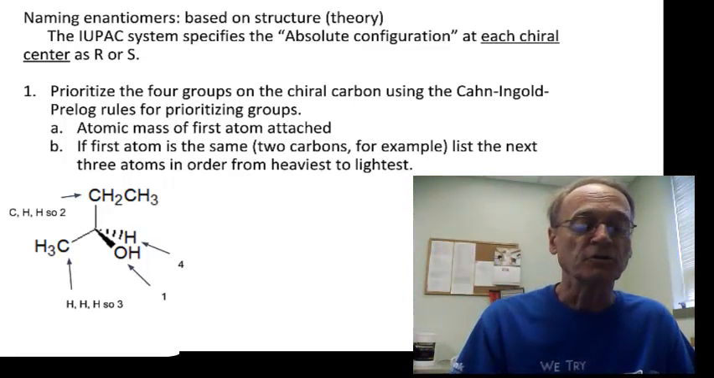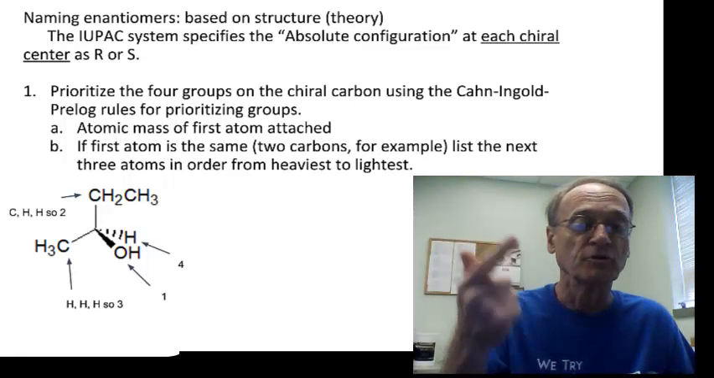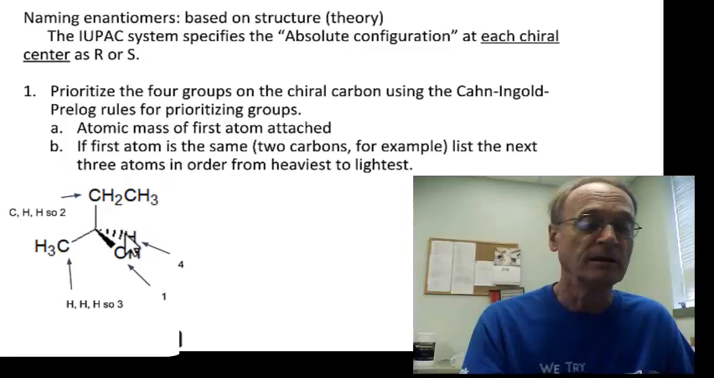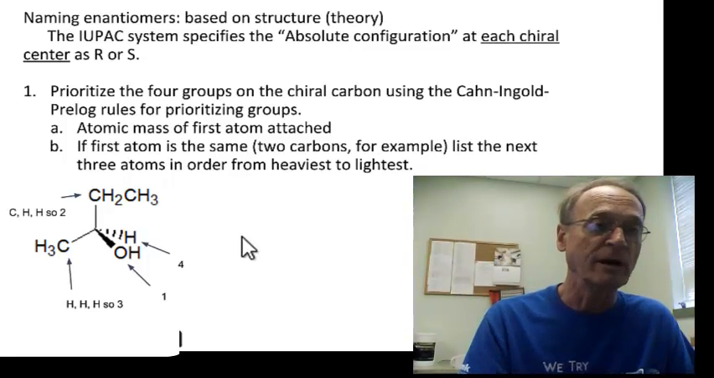And then what you're going to do is, since there are 4 different ones, you're going to give them priority number 1, priority number 2, number 3, and number 4. How do you do that? First thing you do is you look at the atom that's directly attached to the chiral carbon. This is hydrogen. This is oxygen, this is carbon, and this is carbon. And the higher the atomic weight of that atom, the higher priority it is.